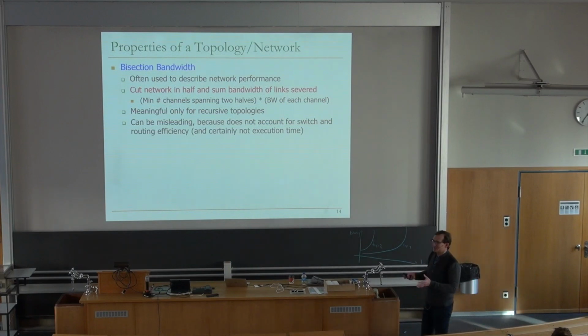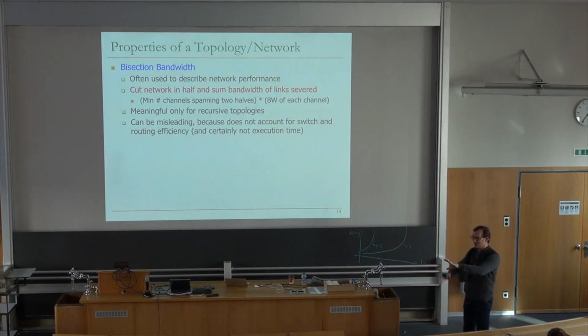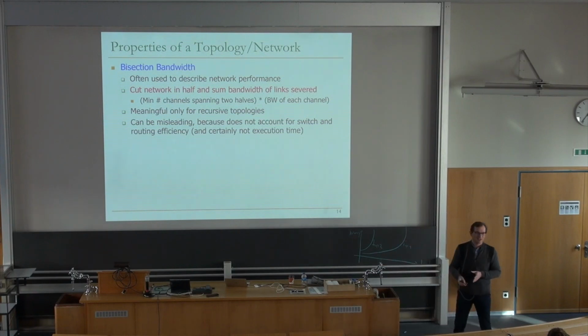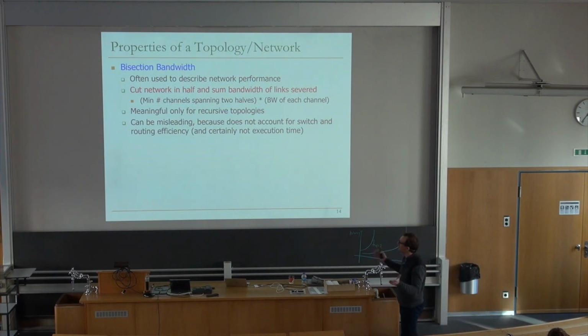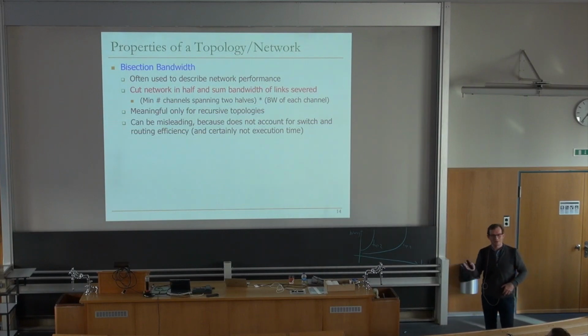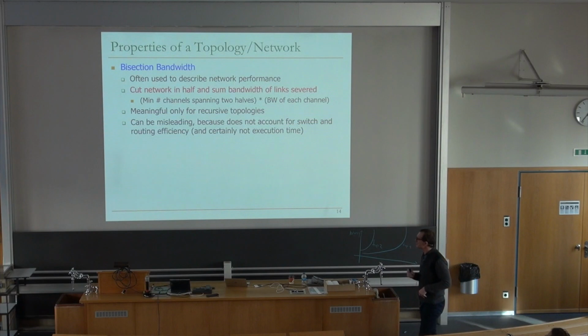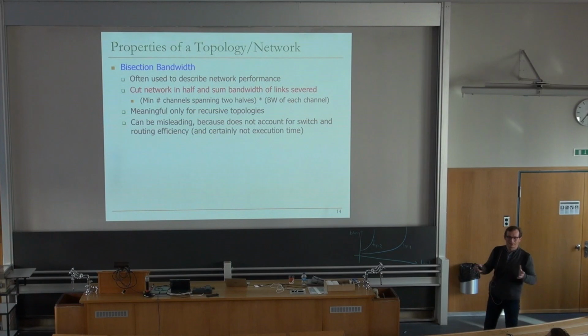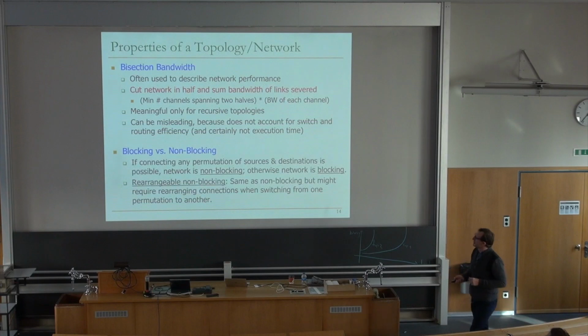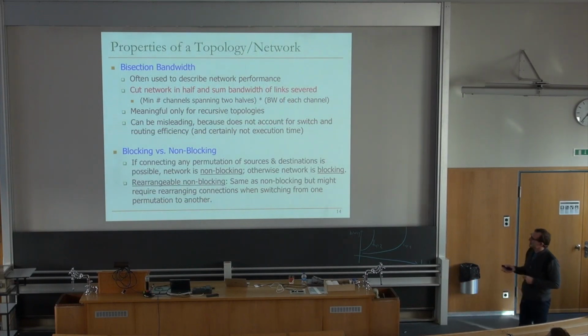This essentially is meaningful only for topologies that are recursive or that are symmetric across the thing that is cut. It can be misleading because it doesn't account for switch and routing efficiency, and it basically assumes some traffic pattern, right? If you're not communicating between those links, then maybe it's not that interesting. But I'm giving this to you because you may actually see bisection bandwidth as a network performance metric used in some papers. But I would suggest not being fooled by this particular metric that much. In the end, what matters is your overall performance, right? And execution time.